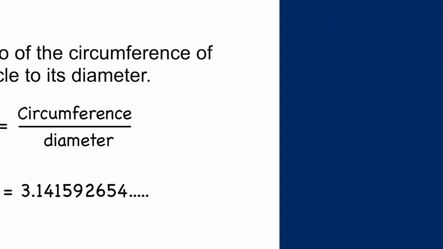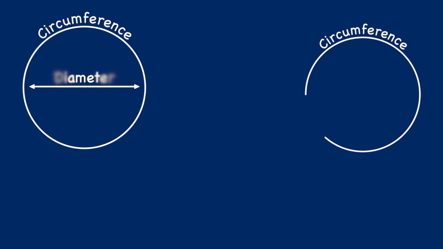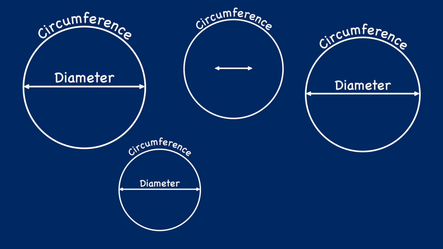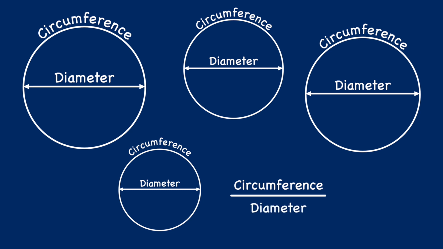Why is this? Well, all circles have a special property. They are all similar. That is, regardless of the size of the circle, they have the same shape. So regardless of the diameter of any circle, if you find the circumference of that circle and then divide it by its diameter, you will obtain the value for pi.